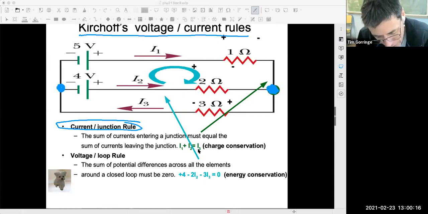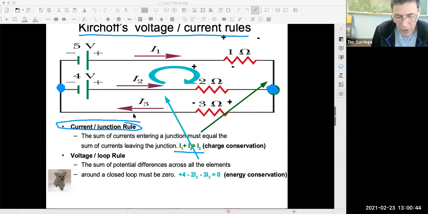So as an example, look at the currents on this circuit. So I1, I've drawn it going towards the right. It flows into this junction. I2, I've drawn it going towards the right. It flows into this junction. I3, I've drawn it going towards the left. It flows out of that junction.